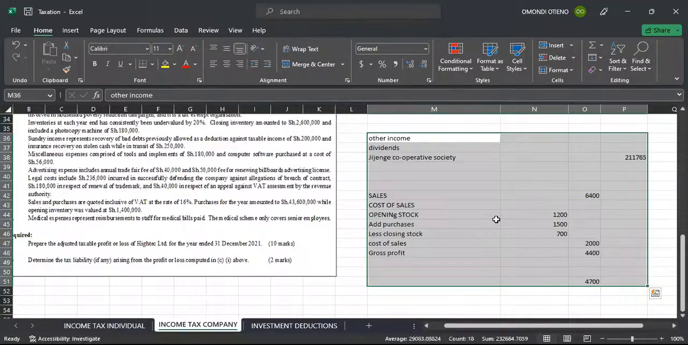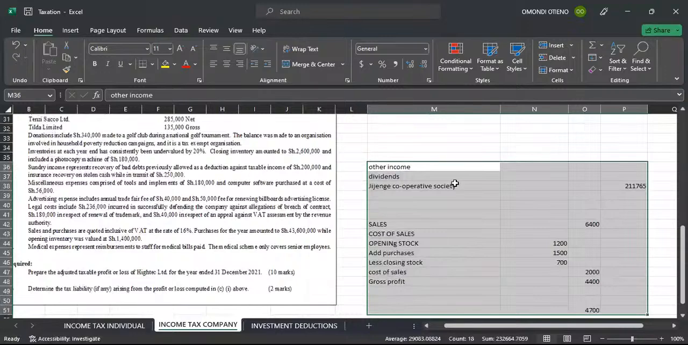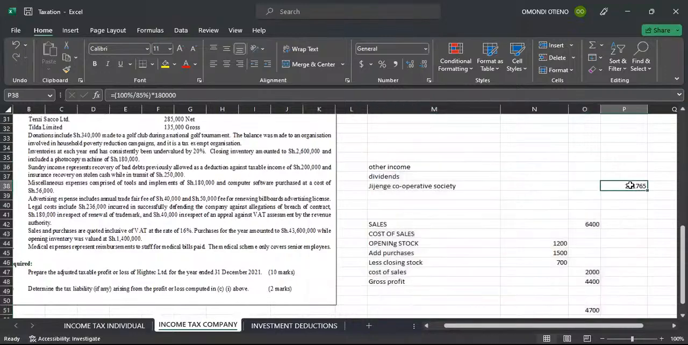That is what we have actually done, Mayom. Check this one. It is 100% divided by 85%, multiply by 180,000.